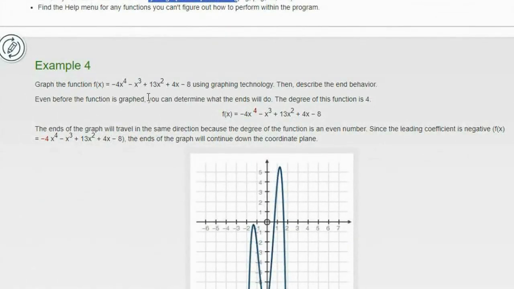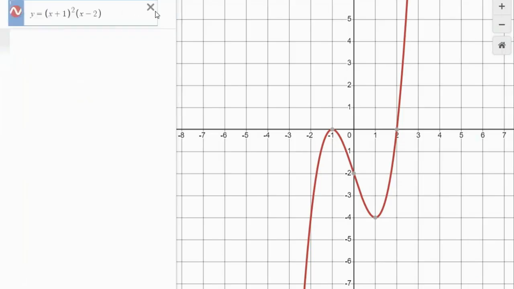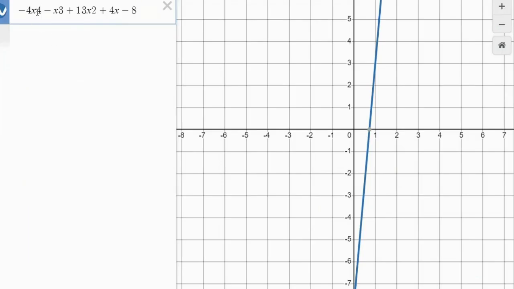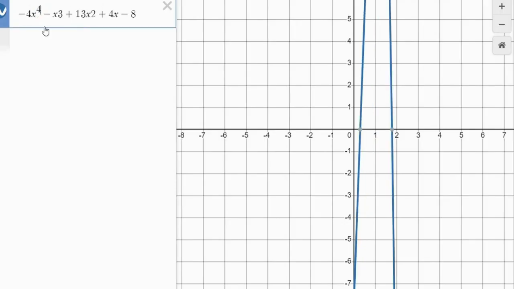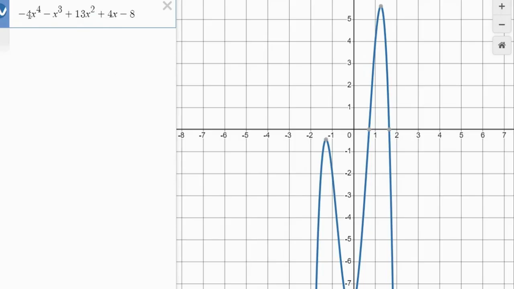Okay, it says this one wants us to use graphing technology and then describe the end behavior. So I'm just going to copy that. Now, when you copy it to Desmos, it loses all of its exponents. See, that's just -4x4. I have to tell that this is an exponent. So I can highlight each of those and shift 6, and it makes them exponents again. -4x to the fourth minus x. So you always double check if you copy and paste that you have it correct.